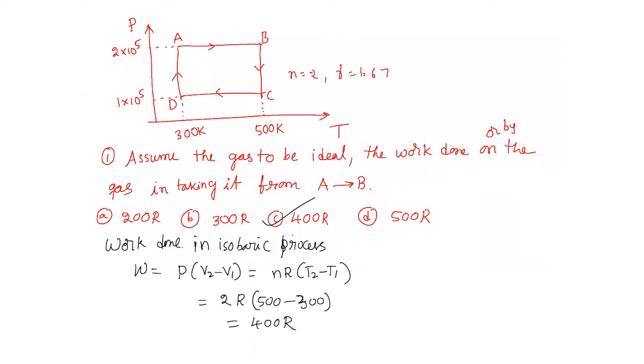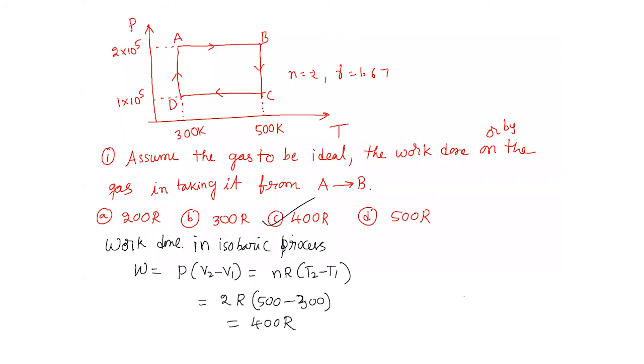So it is not a PV diagram. If it is not a PV diagram, how to find work done? Okay. Next question. Based on the same diagram, the work done on the gas or by the gas, whatever it may be, the work done from D to A.